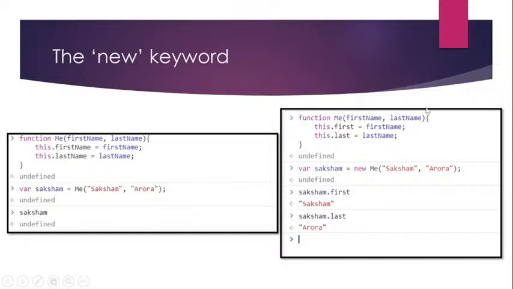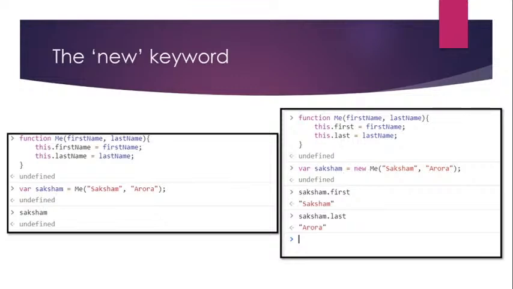Because this function is declared in the global scope. It's not declared in an object. Okay, it's not in the declared object which has these properties first and last. But here we are using this new keyword, which is absolutely new to us, ironically. What it does is it creates an object. Whenever this new keyword is used, a new object is created.